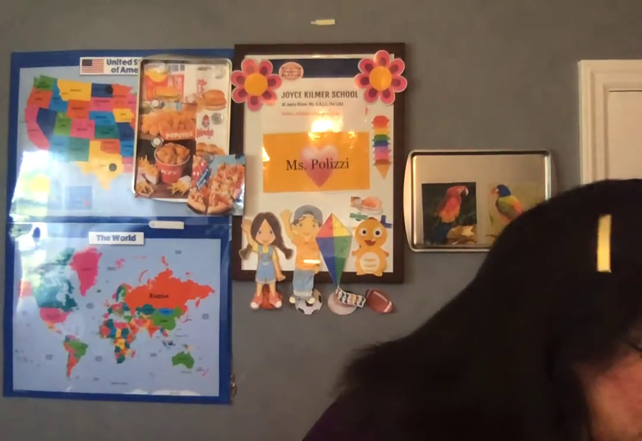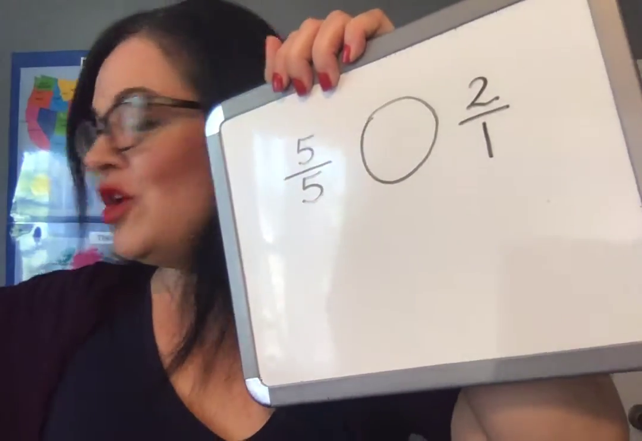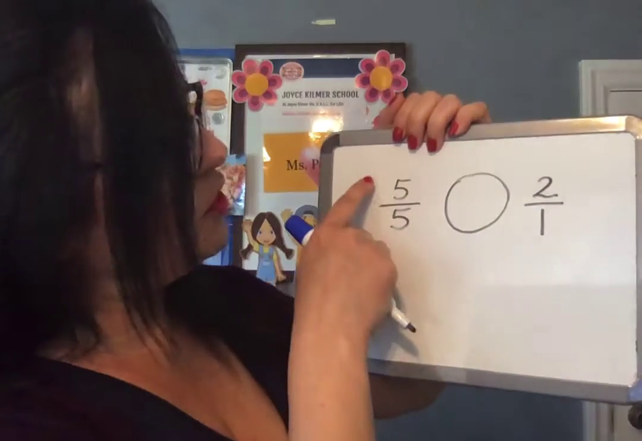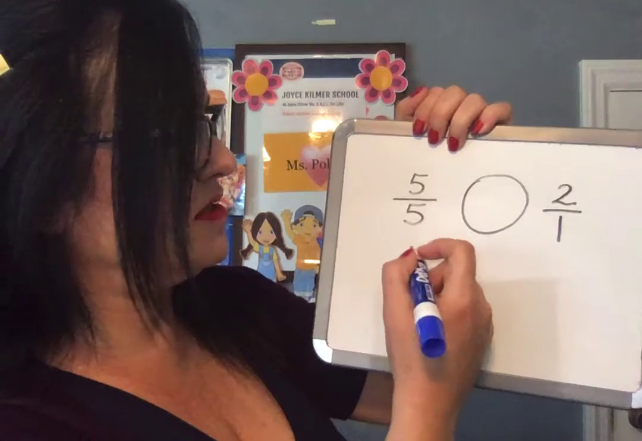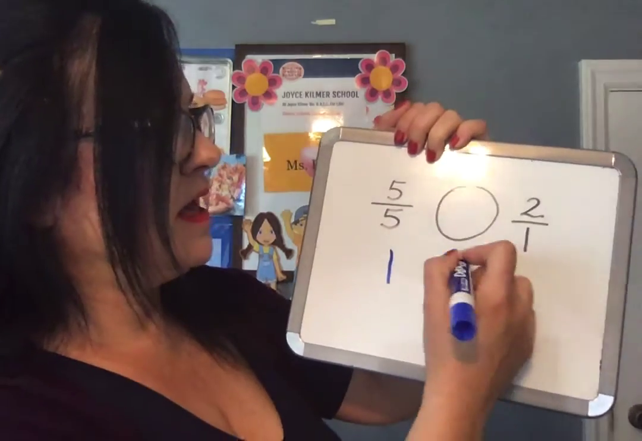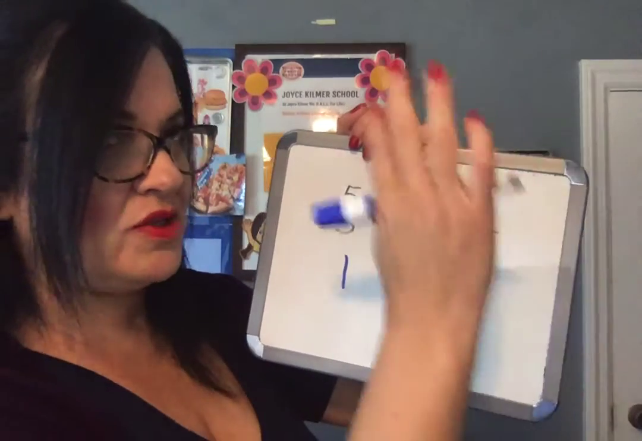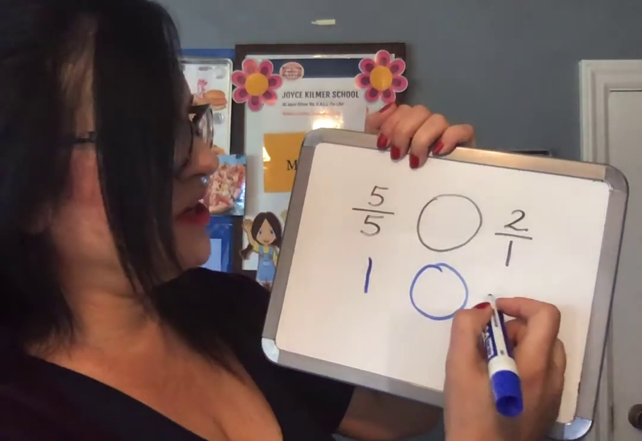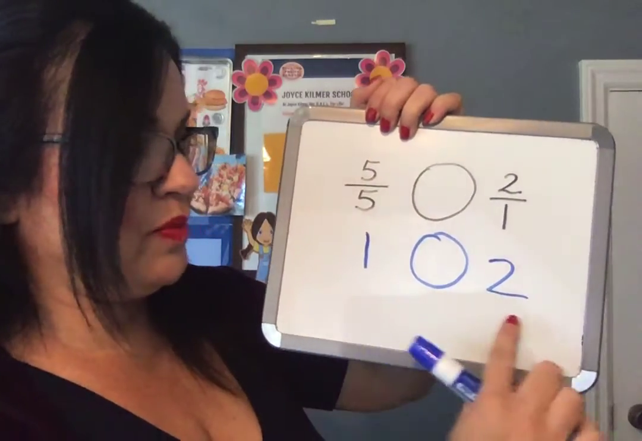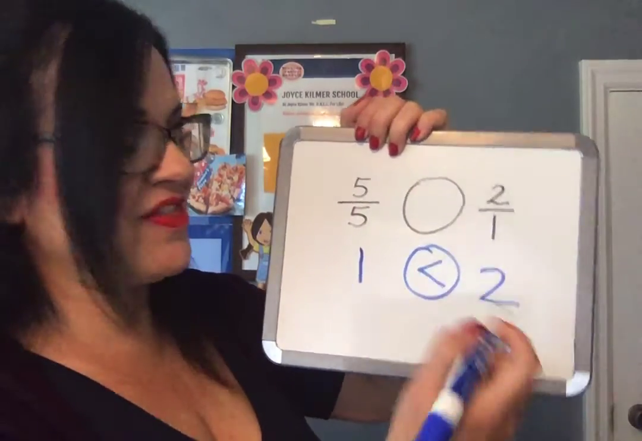And then I have one last problem here. If you have 5 fifths, remember we have a fraction where our numerator and denominator are the same. So that means 5 fifths is the same as the number 1. And 2 over 1, our numerator is greater, so we would say 2 divided by 1 is 2. Now that we converted both of our fractions, we could say that 1 is less than 2.